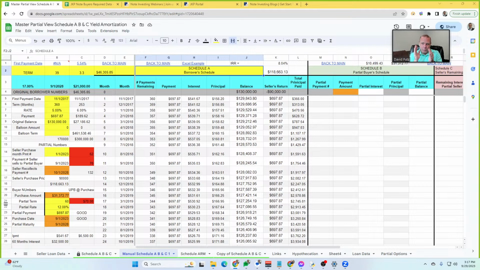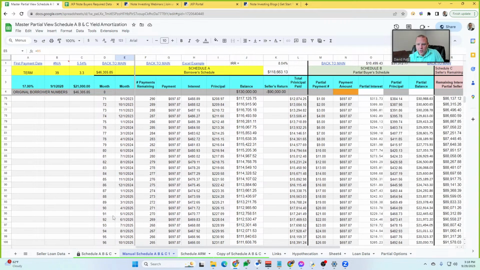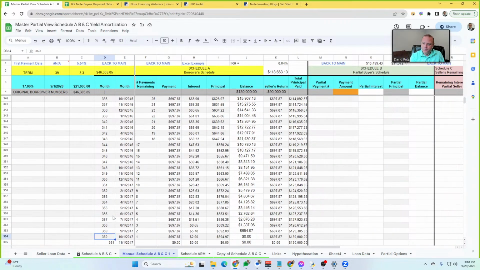What happens in our situation? When the borrower makes payments, they make payments to whoever owns the note. Most of the time when you buy a note, you're literally buying a payment for a period of time. When you buy a whole loan, you're buying the payments to the end of the term. When you're buying a partial, you're buying payments until the term is over. So in a note partial situation, we have month one, month two, all the way down to payment 360.